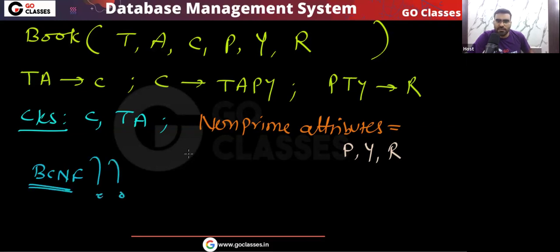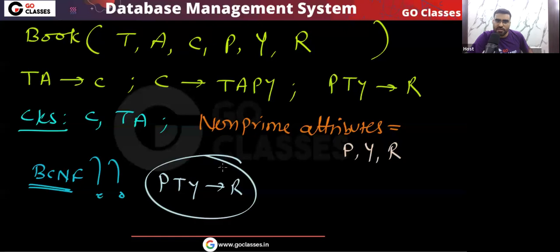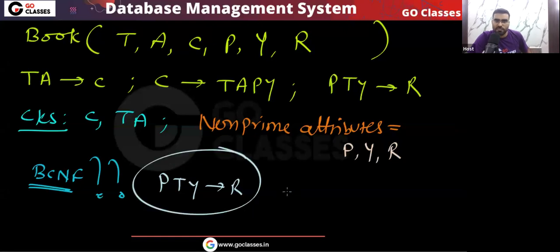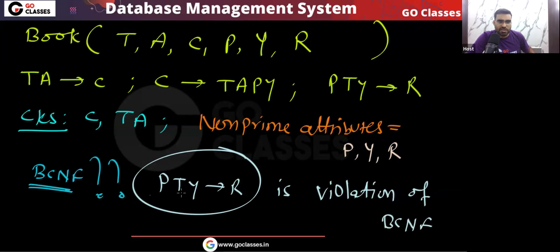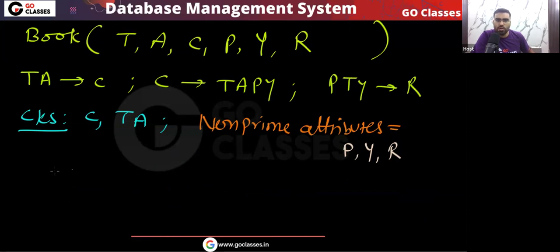Is there any violation of BCNF? Yes. You can see PTY determining R is a violation of BCNF. Why? Because you can easily see this is not a super key. So this is a violation of BCNF. So BCNF is gone.